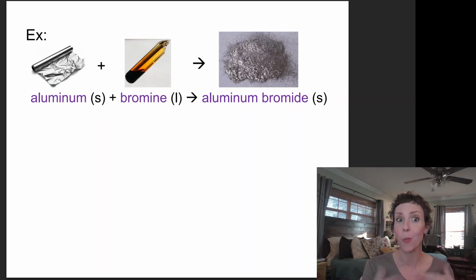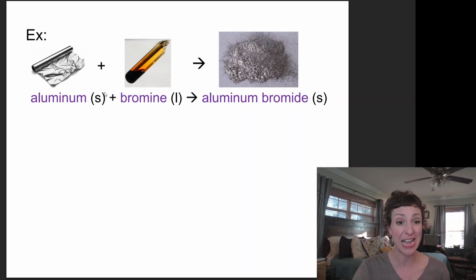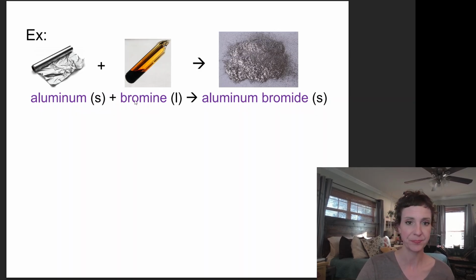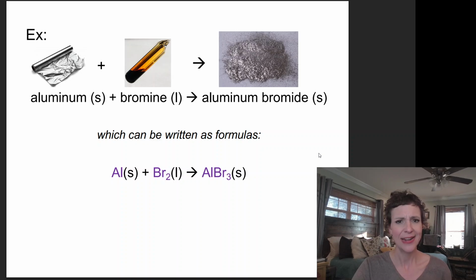So I can actually, with words, say these things. I can have the names of the things that I'm trying to combine together. Aluminum. If you'll notice, I have an (s) in parentheses. Whenever you see an s or an l or even an aq, that represents what state of matter that substance is in. So it says aluminum, and it means it's in solid form, which I can see here. And then I mix that with bromine, which is a liquid, and then I create this new substance called aluminum bromide, a solid.